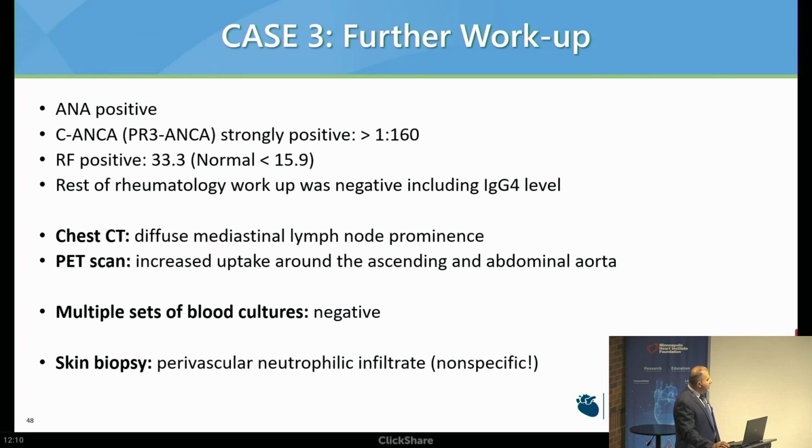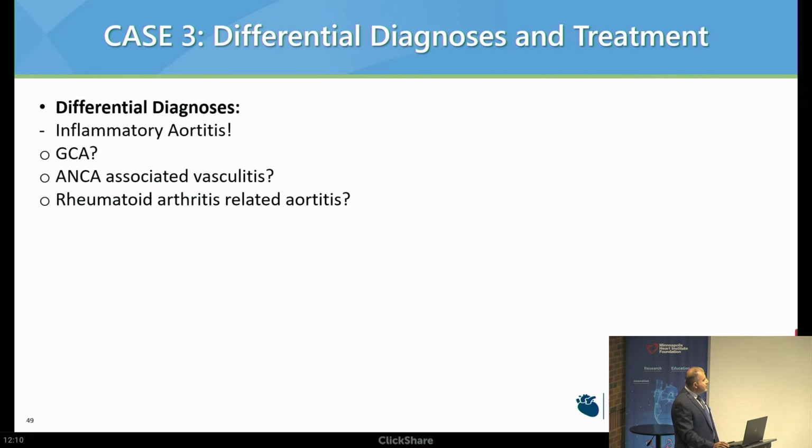His cultures were negative. Of course, you have to rule out infection before you consider treatment for an autoimmune disease. His skin biopsy, where he had the rash, sometimes we really use the biopsy to try to nail down the diagnosis. Unfortunately, it was non-specific, but there were some inflammatory infiltrates in the sample. So the differential diagnosis: is it GCA or ANCA-associated vasculitis? ANCA-associated vasculitis usually affects the small vessels, not necessarily the aorta. There are only 5 to 6 cases reported in the whole literature with ANCA-associated vasculitis.